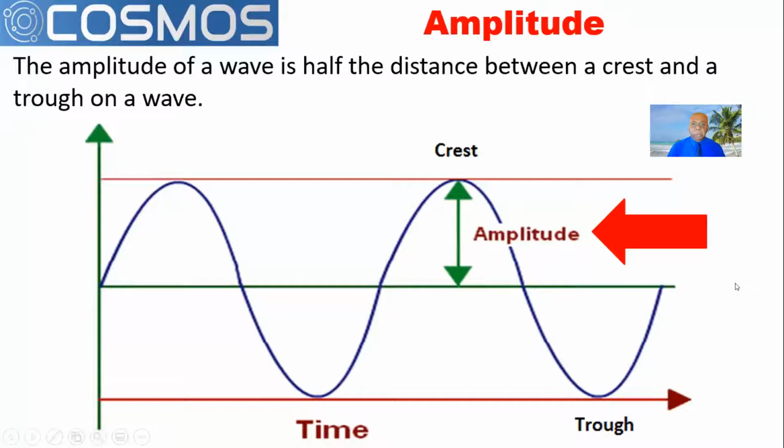So we're going to talk a little bit about amplitude. The amplitude of a wave is half the distance between a crest and a trough on a wave. Look at the diagram. The amplitude is half the distance between a crest and a trough. So a crest is at the top, trough is at the bottom. Amplitude is half that distance, okay? Good. Moving right along.